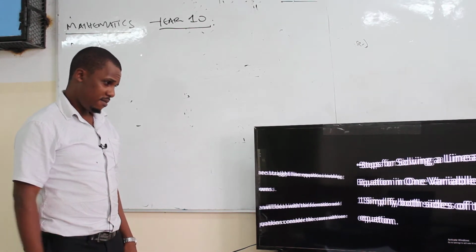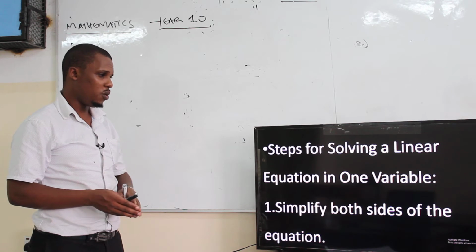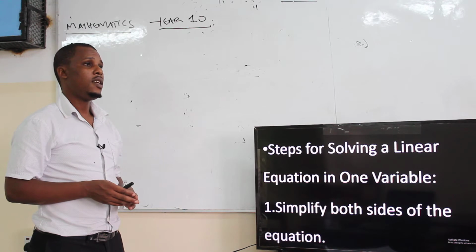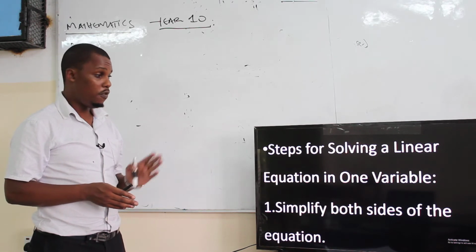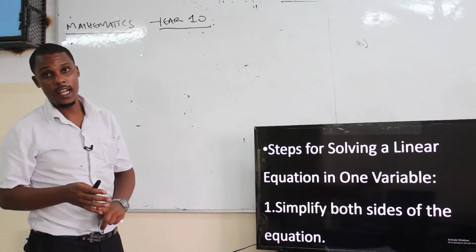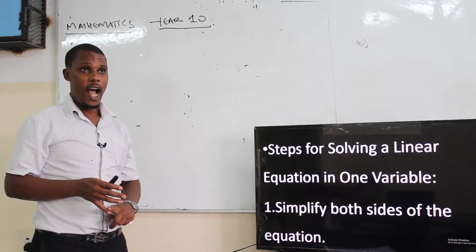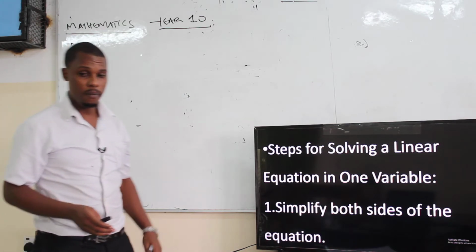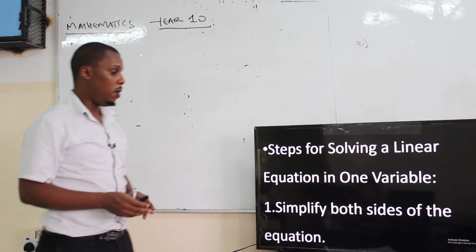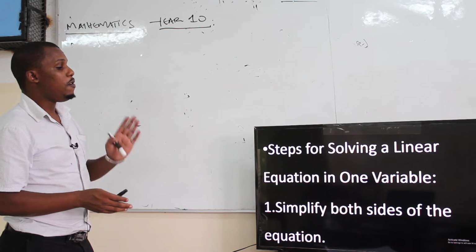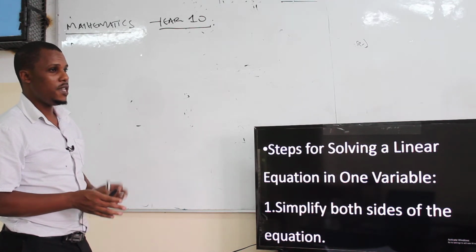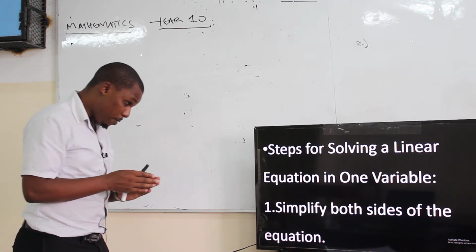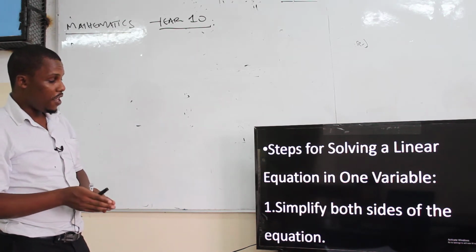So what are the steps for solving a linear equation with one variable? What are the hints you are supposed to follow so that you do not make careless mistakes and so that you are very accurate in your calculation? There are some steps that I'm going to take you through. Step number one concerns simplifying both sides of the equation, because this time we will have the equal sign. So I want you to simplify both sides of the equation.